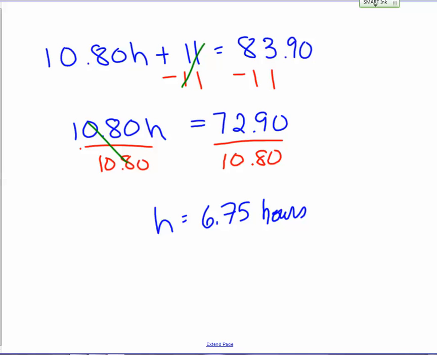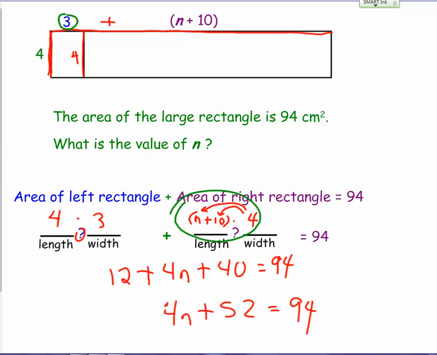Subtract 11 from both sides of your equation, and then we have 10.80H equals $72.90, and we undo this by dividing by $10.80. Divide by $10.80, and we get that she'd have to work 6 3/4 hours. And then we showed our check for that in class, and it worked.